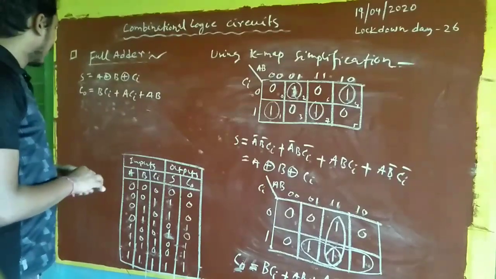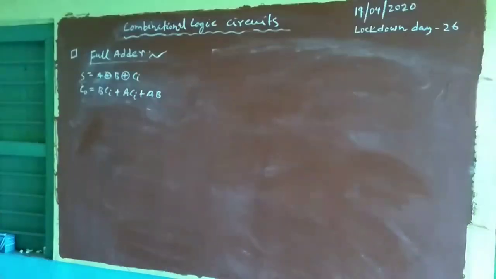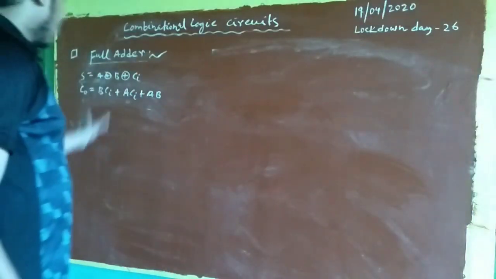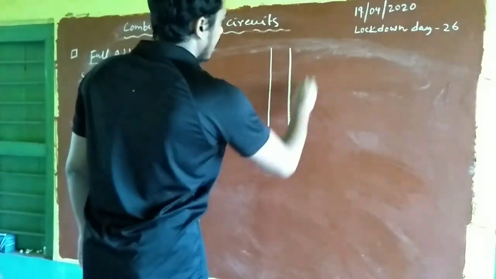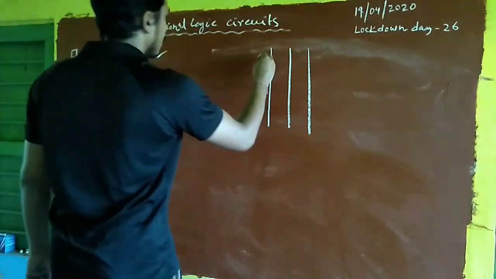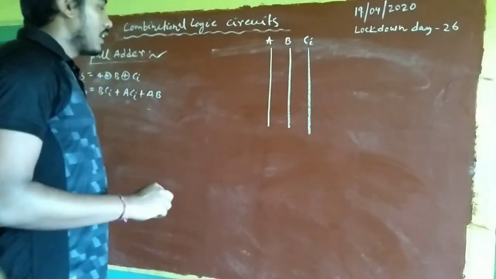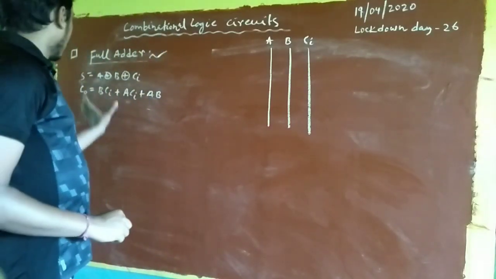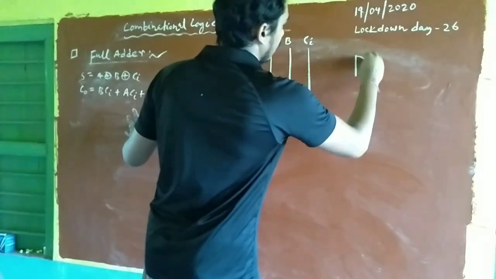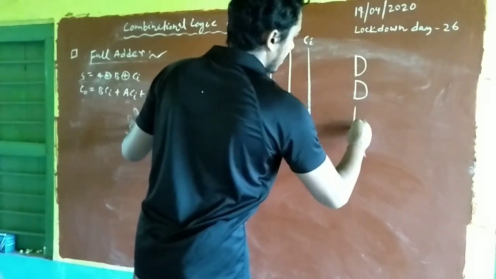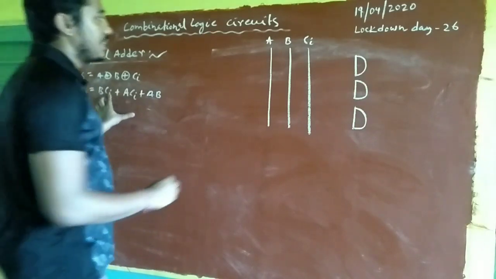Now we will check the diagram for that. Now how many inputs are there? 3 inputs. So first, these 3 lines are for the 3 inputs. So it is A, it is B and it is Ci. Now better to draw this C out first. So 3 AND gates are required, 1, 2 and 3. So first one is for BCi.